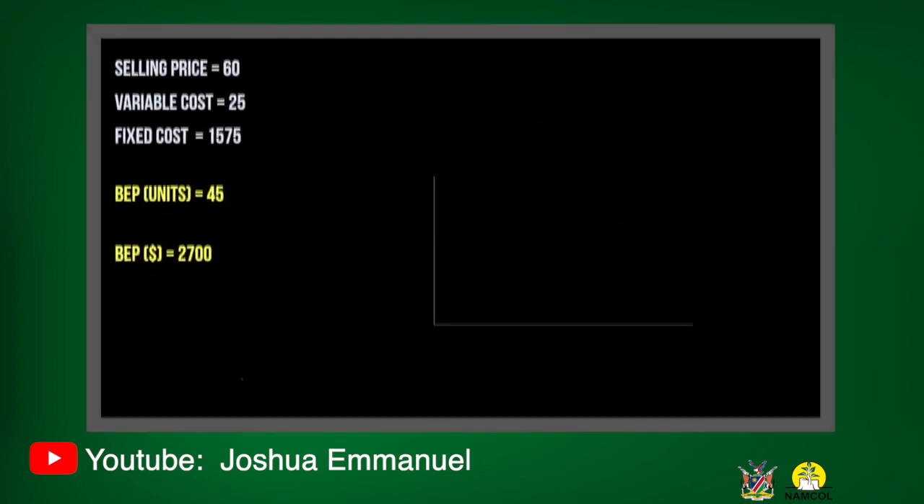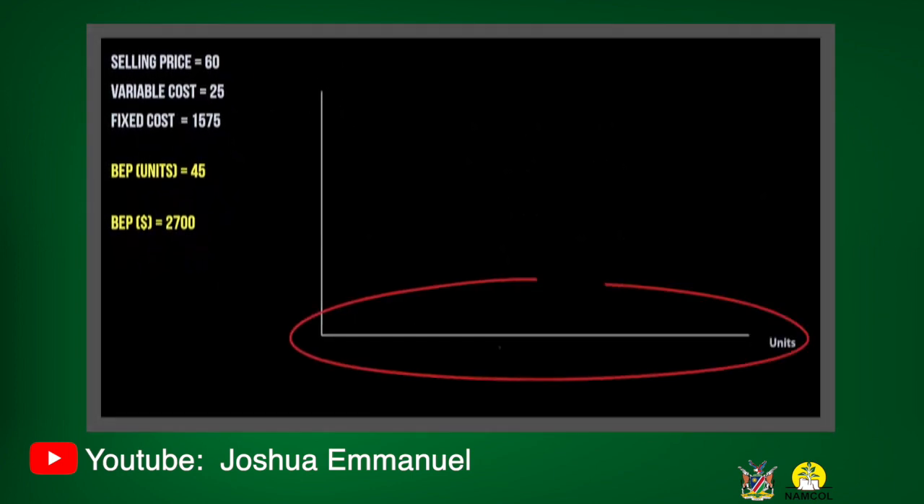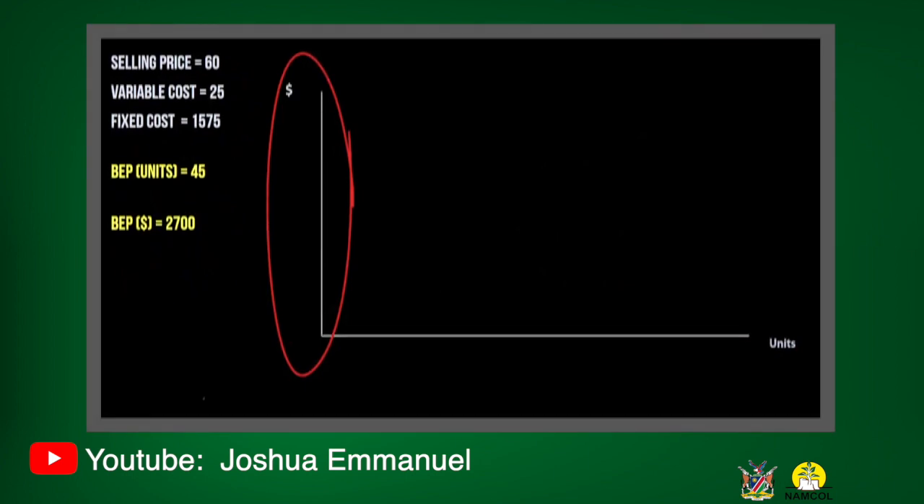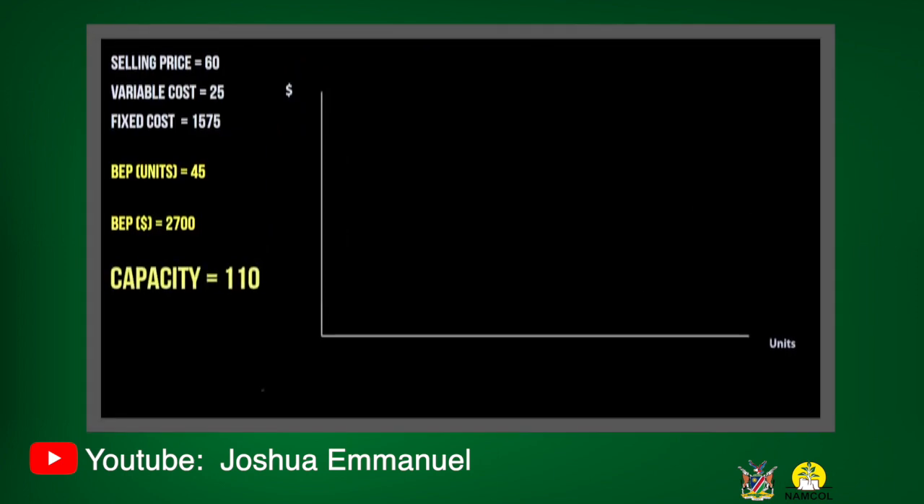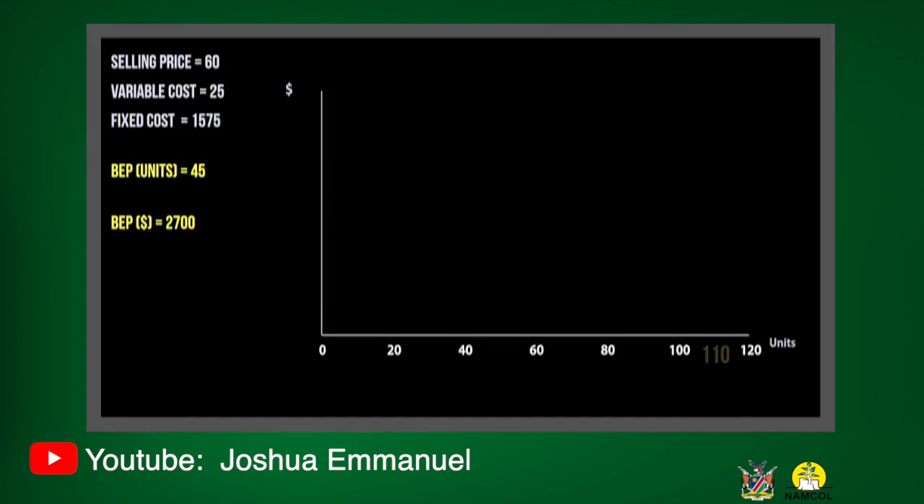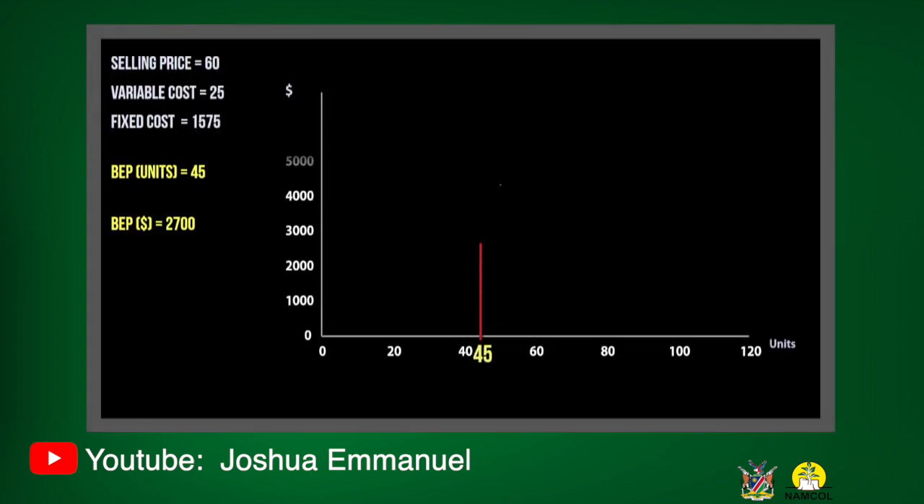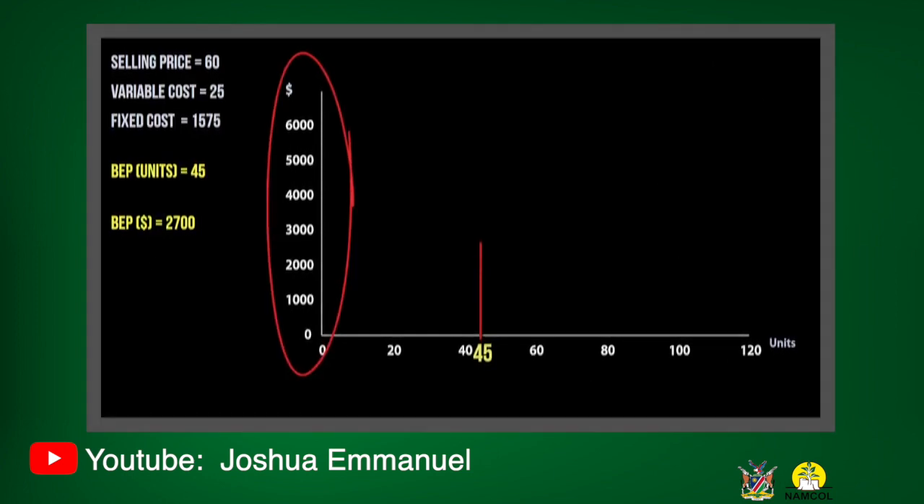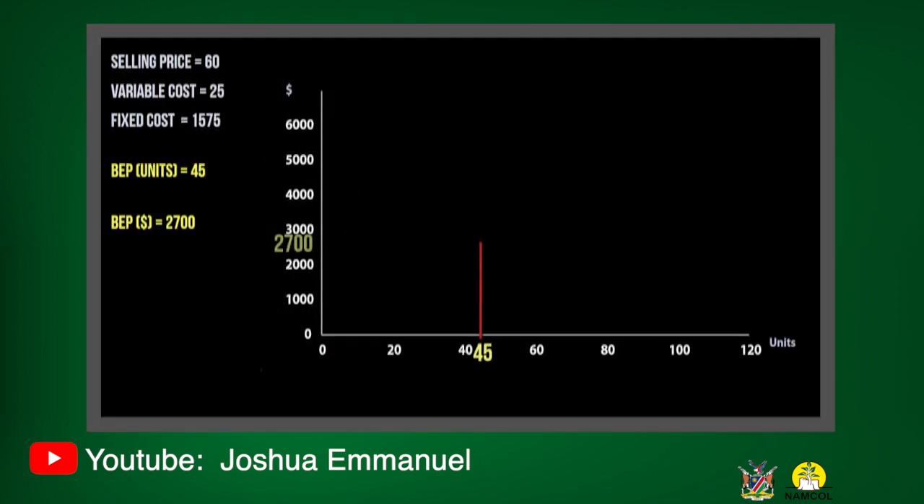To construct the graph, we plot units on the horizontal axis and dollars on the vertical. Now, suppose for units, we have a capacity of, say, 110, then we can go as far as maybe 120, as long as we capture the break-even unit of 45 centrally. And for dollars, I can do 1,000 per unit here to ensure the break-even dollars of 2,700 is captured. So the break-even point here is 45 and 2,700.